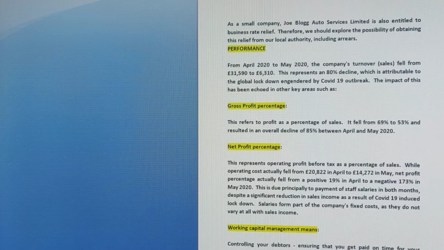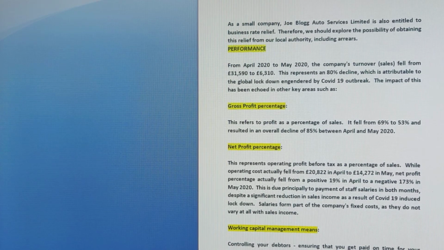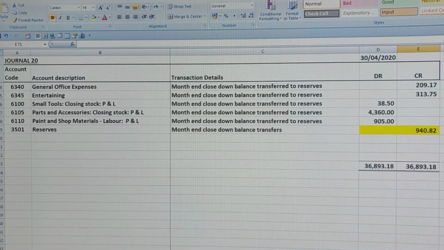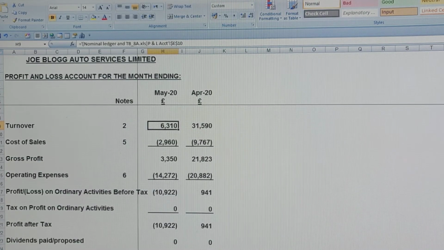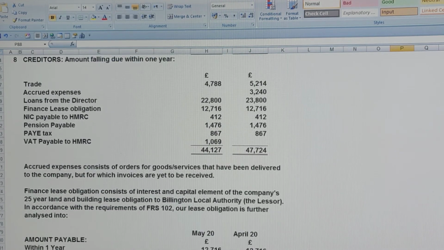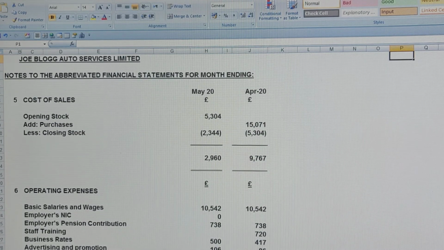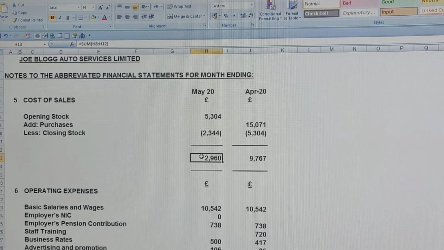It reflects our ability to control our direct cost, what they call cost of sales. Okay? Cost of sales. Now, if I show you what I mean by cost of sales, these are my cost of sales in the financial statement. Okay? Now, in the notes of cost of sales: opening stock, purchases, closing stock, and the cost of sales is 69.20 in May, but 97.67 in April. It fell between those two months.